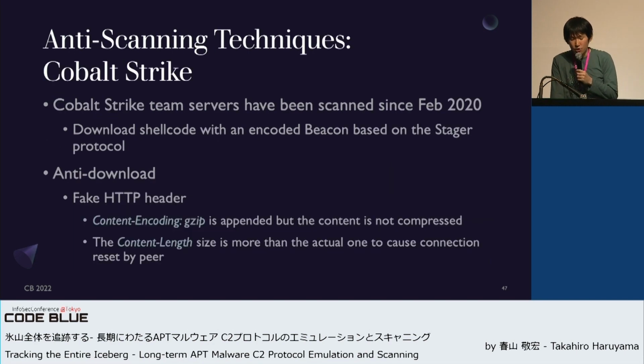From here, I introduce anti-scanning techniques that I observed in the wild. The first case is Cobalt Strike. I've scanned Cobalt Strike team servers since February 2020 by downloading shellcode with an encoded beacon based on the Stager protocol. I observed some trivial but effective anti-scanning techniques. For example, as fake HTTP header, content encoding gzip is appended, but the content is not compressed.